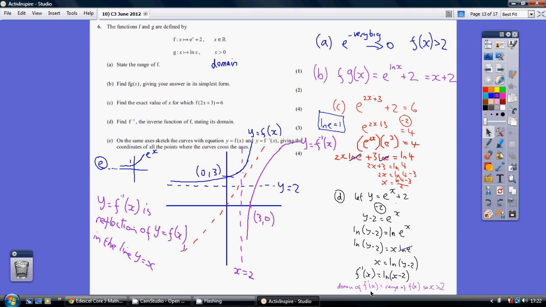Now the domain of our inverse function is the same as the range of f of x, which we found out back at part A. So we've got x being greater than 2 again.